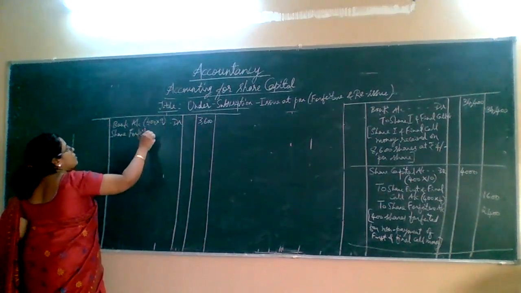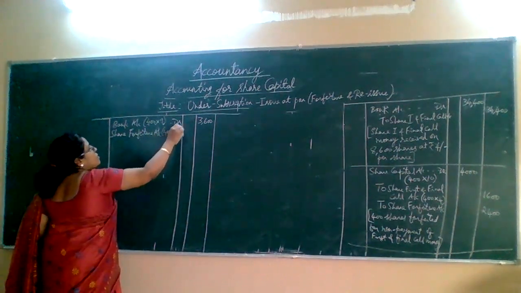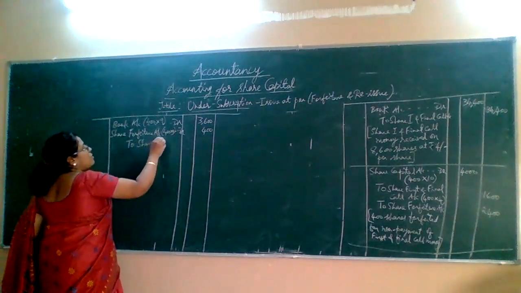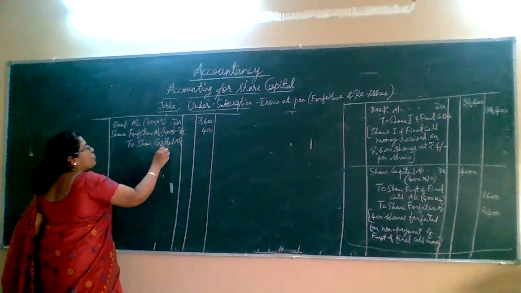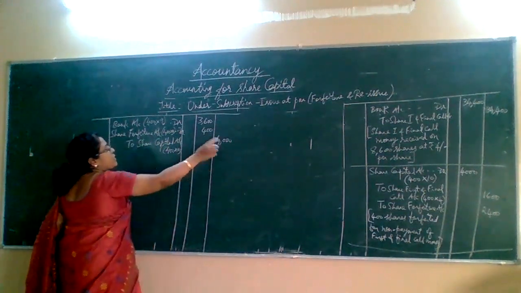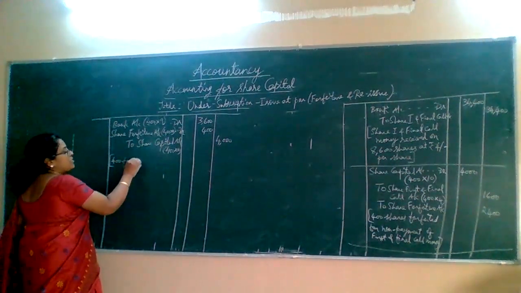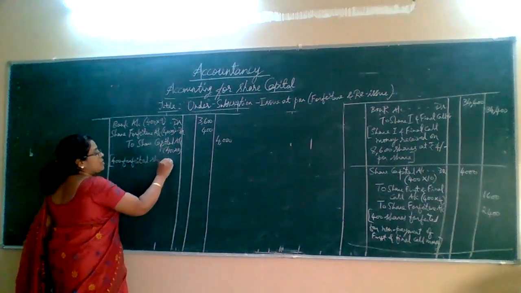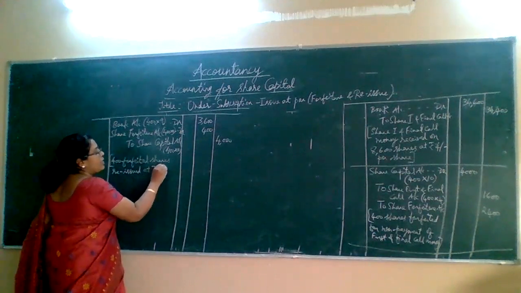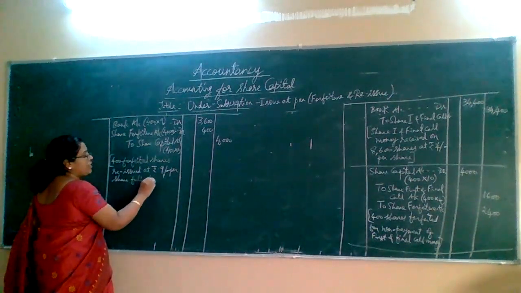So share forfeiture account debit, 400 into 1, 400 rupees, to share capital account, 400 into the original value 10 rupees, so 4,000. Check the debit total and credit total, it is the same, 4,000. The narration will be: 400 forfeited shares reissued at rupees 9 per share, fully paid up.